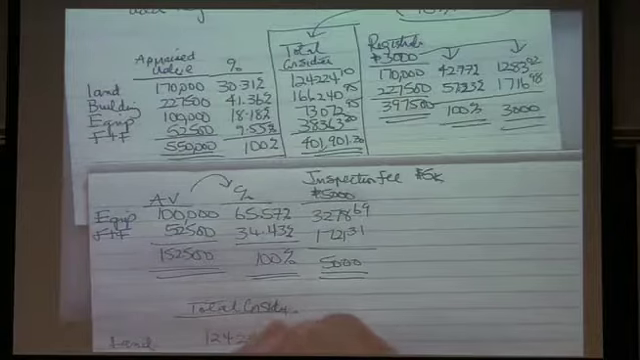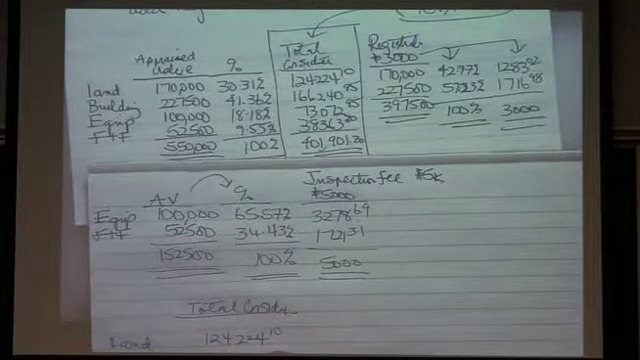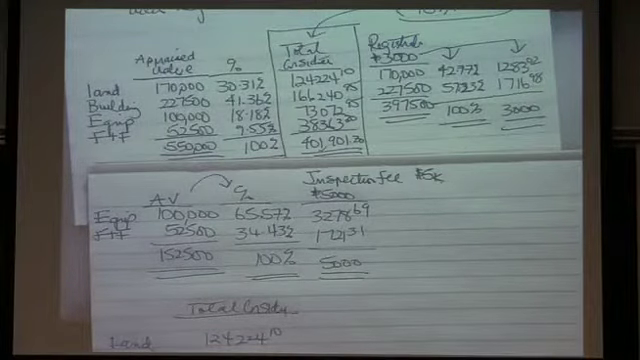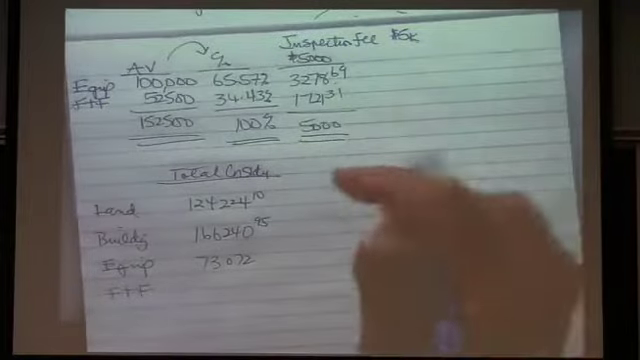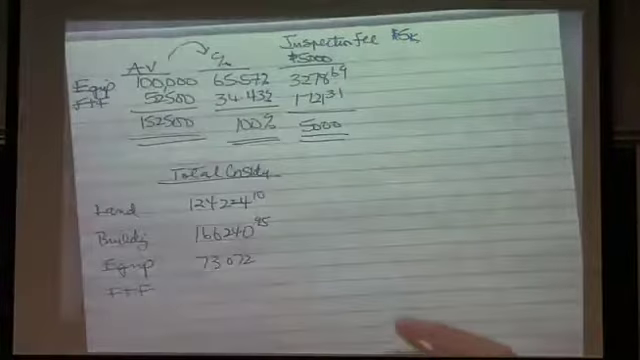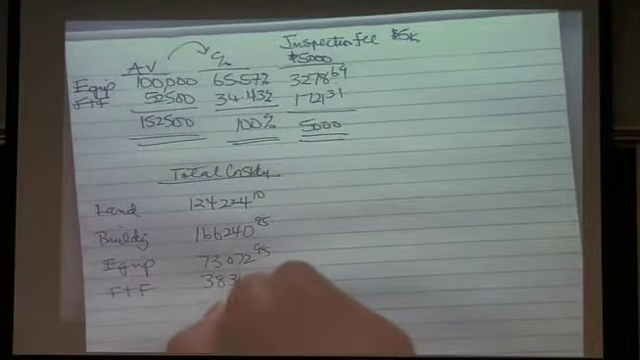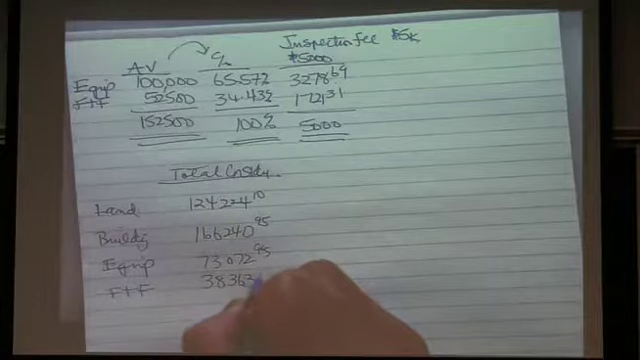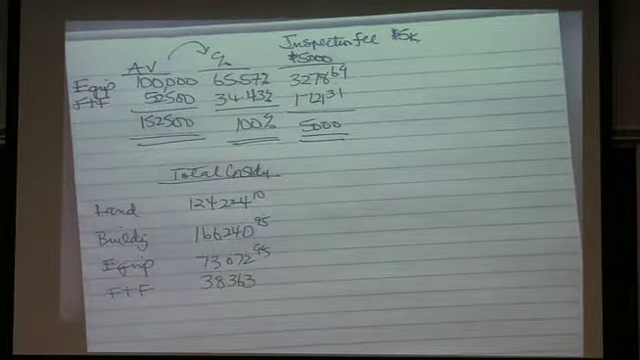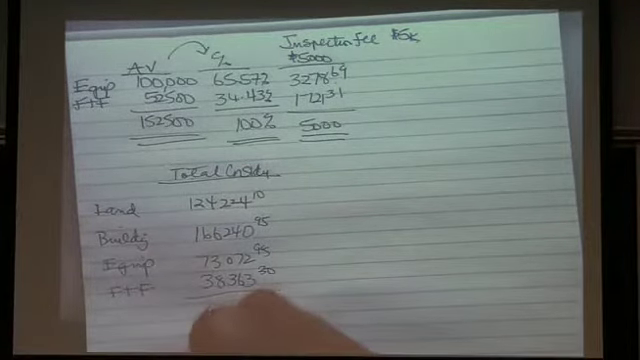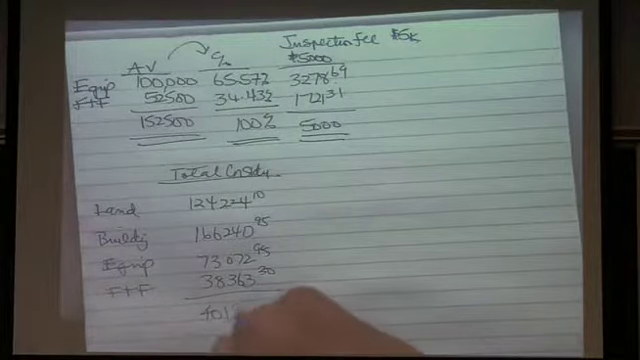124,224. Building is 166,240. Then 73,072.95. And 38,363.30. This should add to 401,901.20.